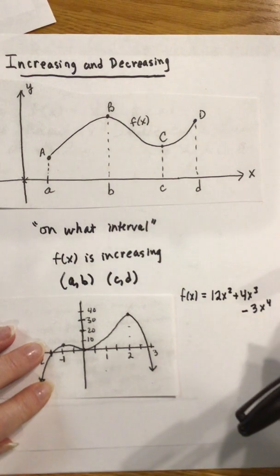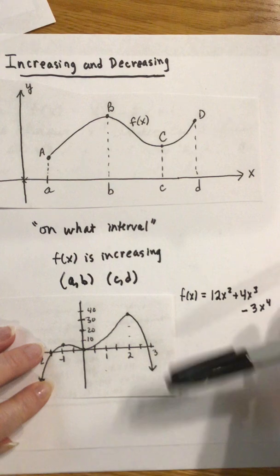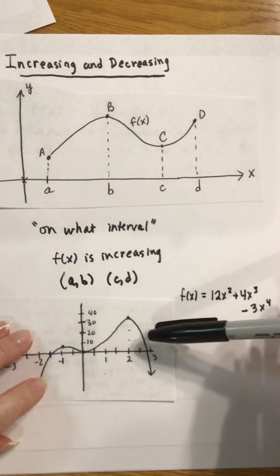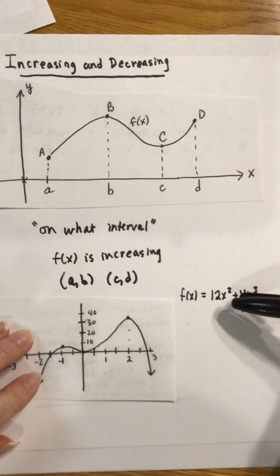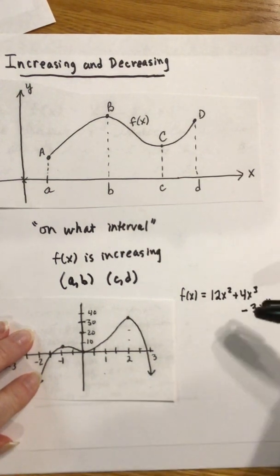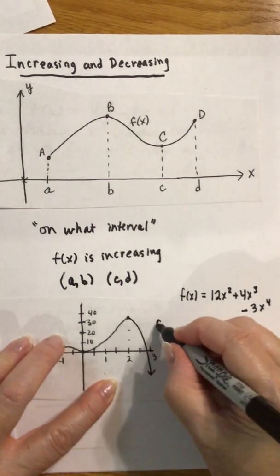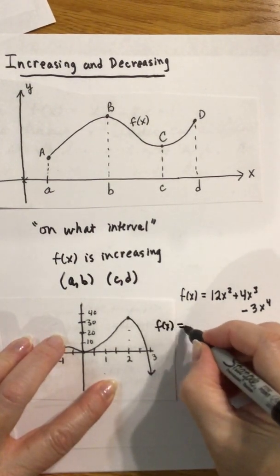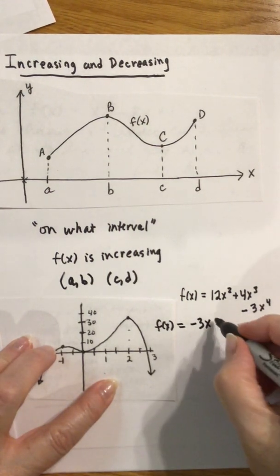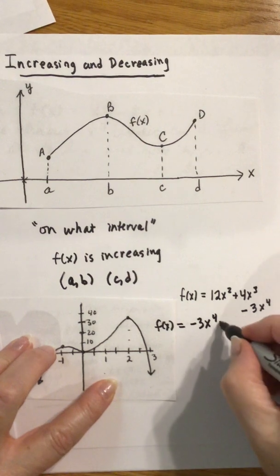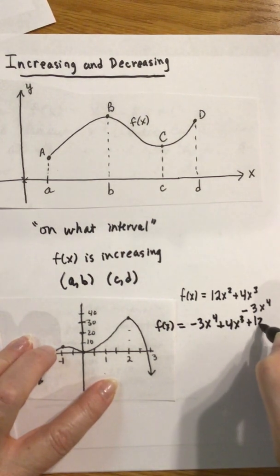Now, before we go ahead and figure out where it's increasing or decreasing, the first thing we're going to do is talk about what the picture looks like. But before we can do that, we have to write this in what we call descending exponential order. So we start with the highest exponent and go down. So we're going to have f of x equals negative 3x to the fourth plus 4x to the third plus 12x squared.